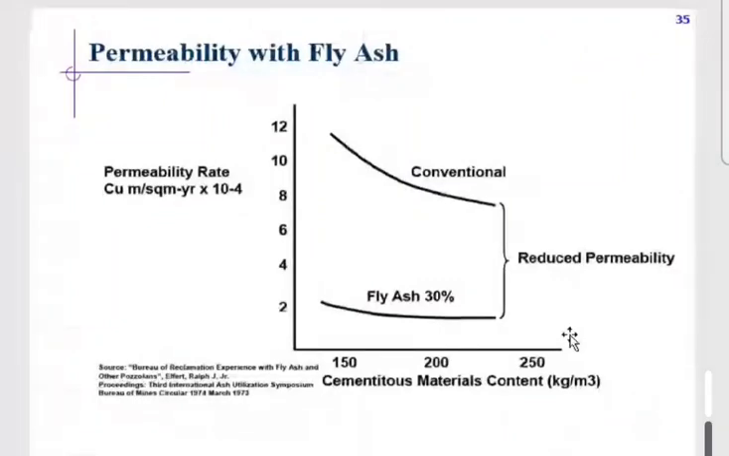So permeability rate is also reduced. This is the reduced permeability as you increase the fly ash content. Why is your permeability being reduced? Because the particle size is lesser, because your unstable CH is being utilized by the fly ash. ये दो चीजें हैं अगर आपसे कोई पूछे.